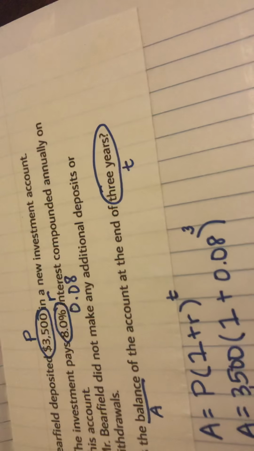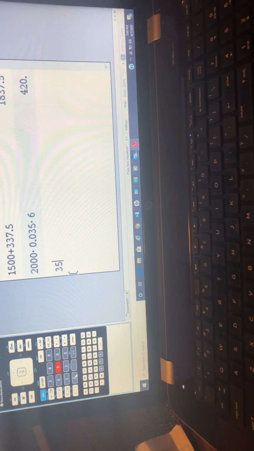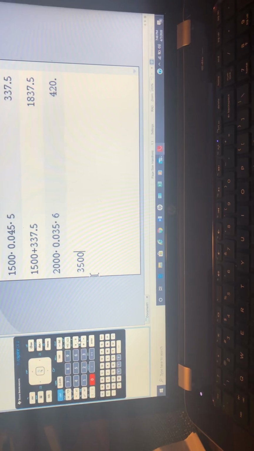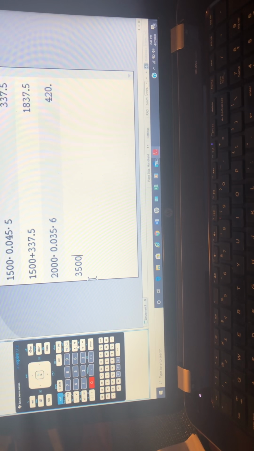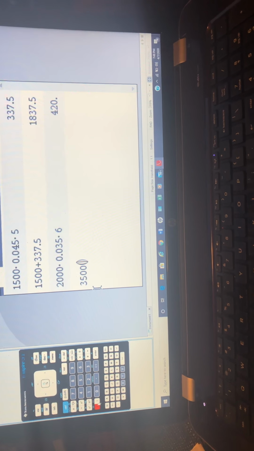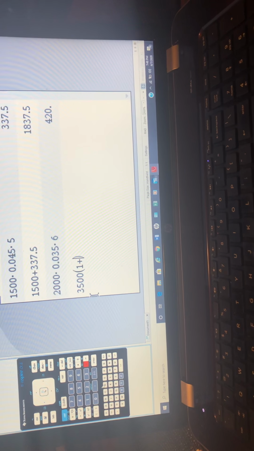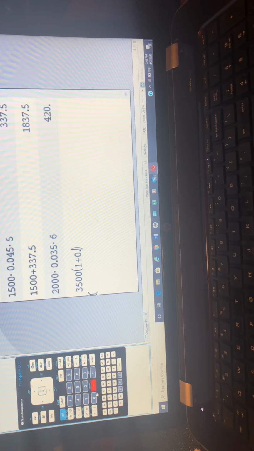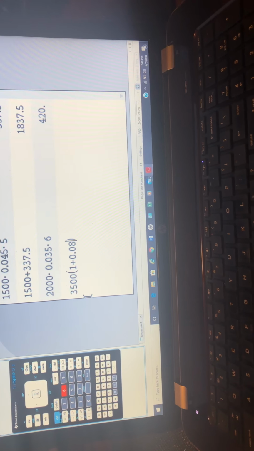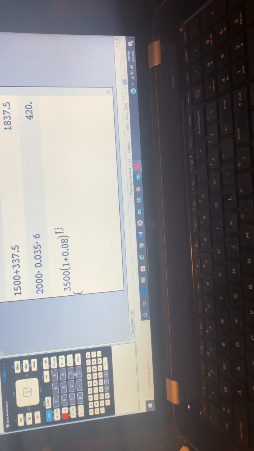But I do have a calculator, and I'm going to show you exactly how to put it in the calculator. So in this case, we're going to put this in as 3,500 times, again, notice I'm not putting parentheses. Actually, in this case, I have to put parentheses for compound interest. 1 plus, my rate is 0.08, and I'm going to close my parentheses, and then I'm going to use this little caret right here to raise it to a power of 3.